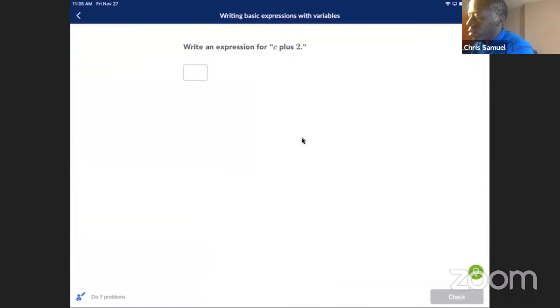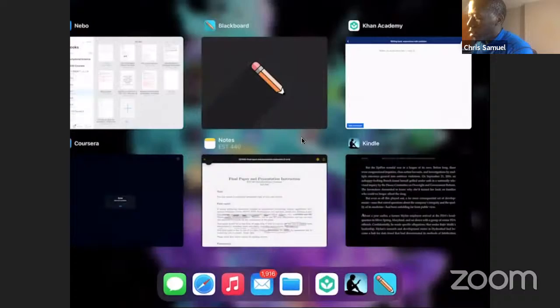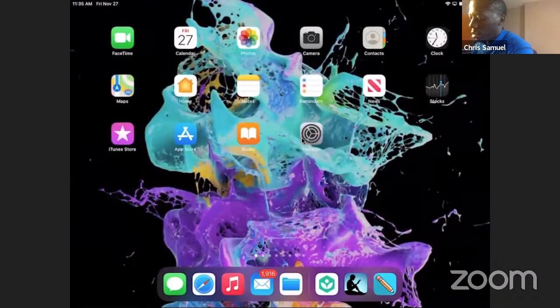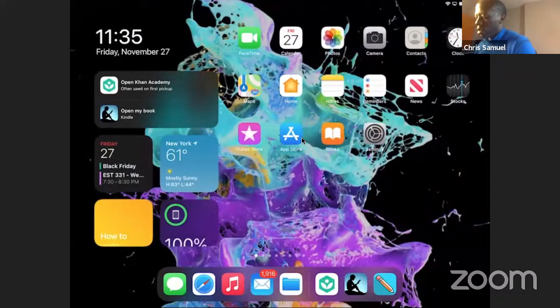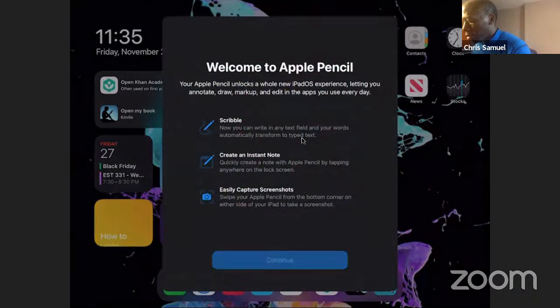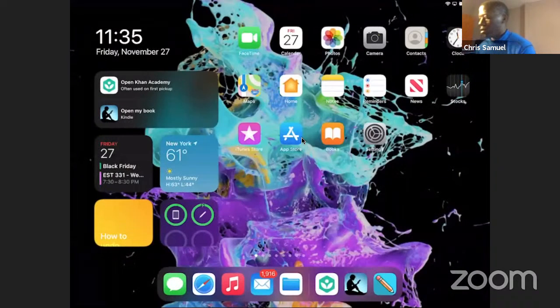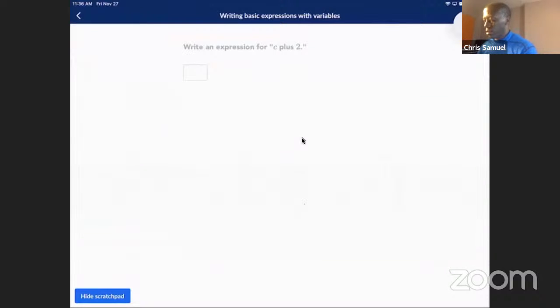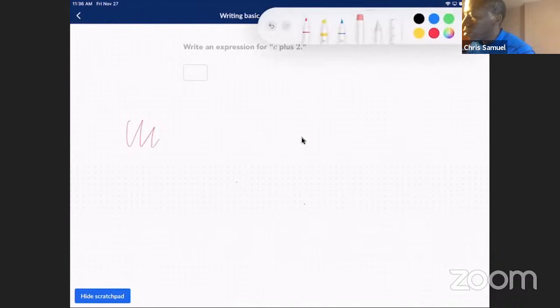So here's, write an expression for c plus 2. Seems that the pen is not working. One second. Okay. Oh, I need to be set up. Okay, should be working now. Little technical difficulty right there.